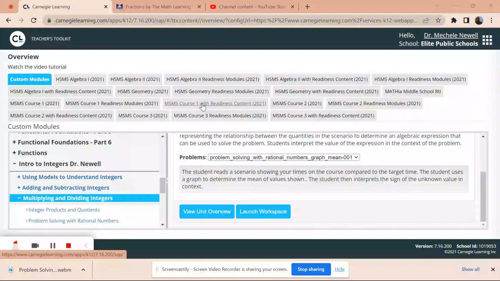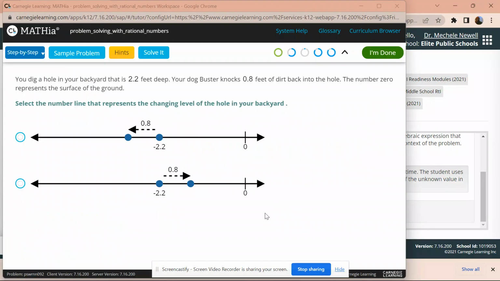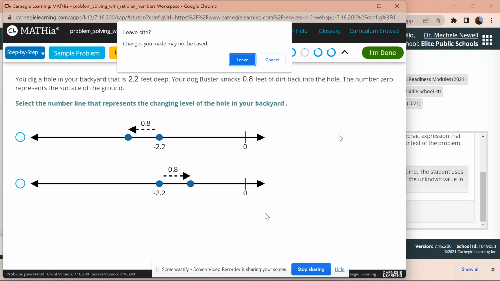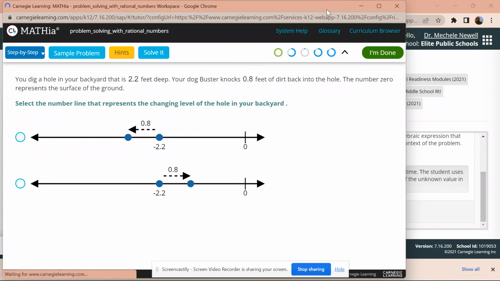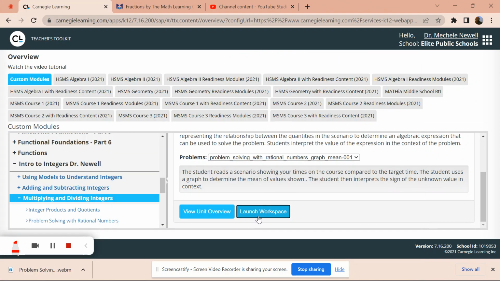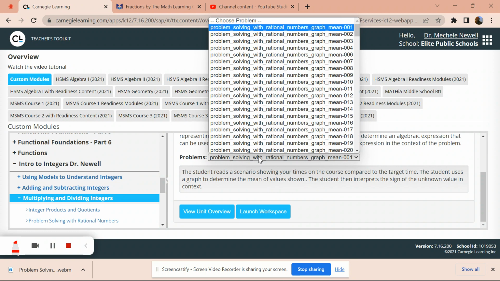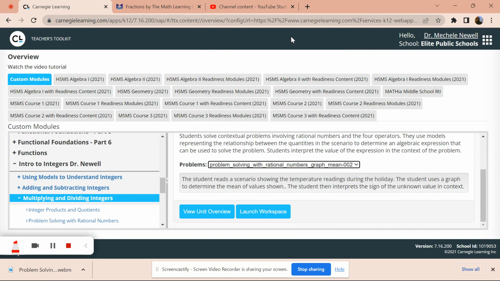All right, so I want to start with the mean. Problem solving with rational numbers, graph mean 0, 0, 1. So here is, no, this isn't what I want. I want to do one with the mean. I'm going to do problem 0, 2, maybe.